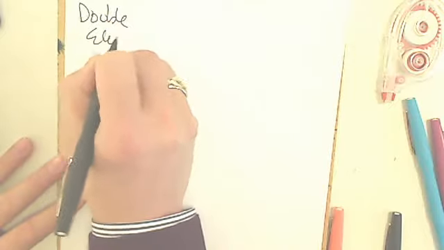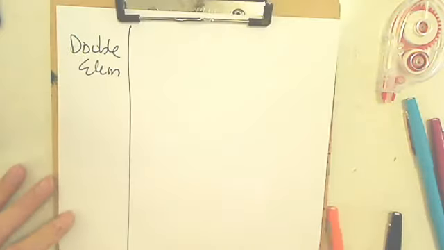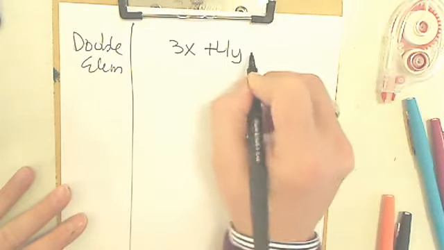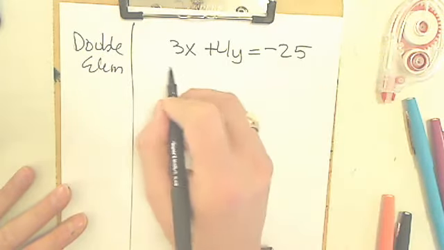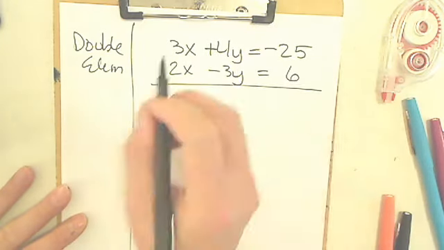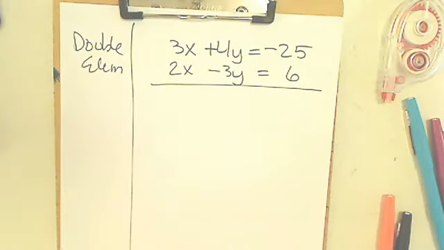Okay. What happens if you have a double elimination? Double elimination. What does that mean? Something that both eliminates. Double elimination, kind of like double jeopardy. 3x plus 4y equals negative 25. 2x minus 3y equals 6.